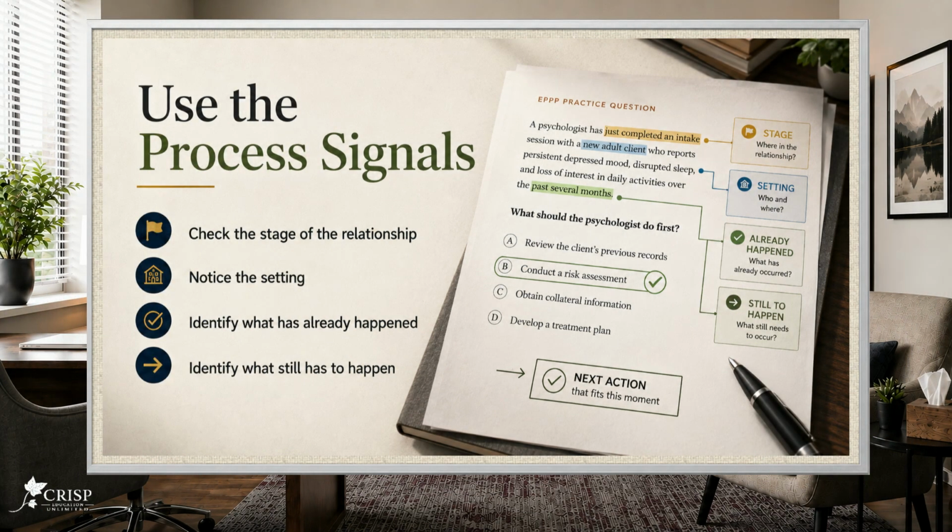Scenarios provide different types of information that help locate you in a professional process. The stage of the professional relationship is one signal. A first contact places you at the beginning of the process before foundational steps have been completed. An ongoing case places you further along with some of those steps already behind you. The setting is also important because different contexts such as outpatient intakes, hospital consultations, and forensic evaluations may follow different procedural sequences.